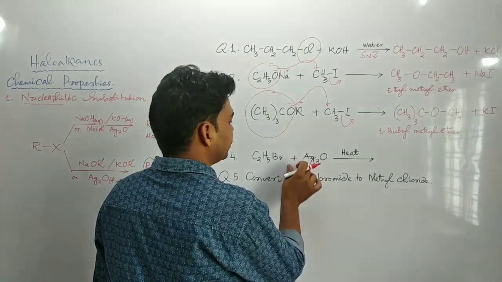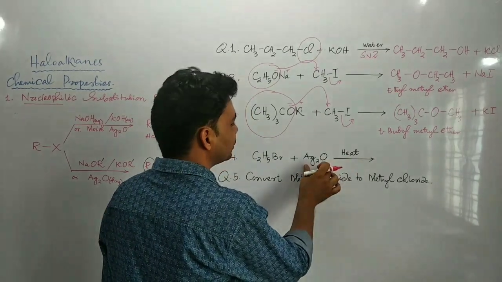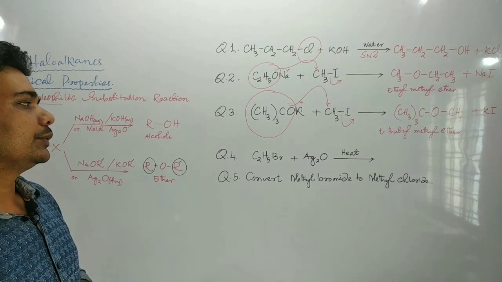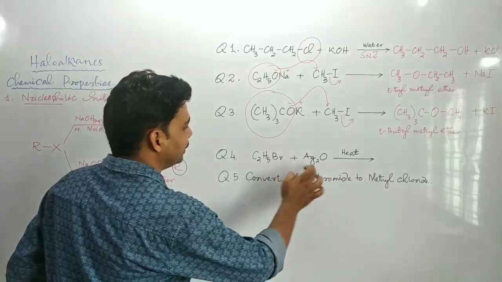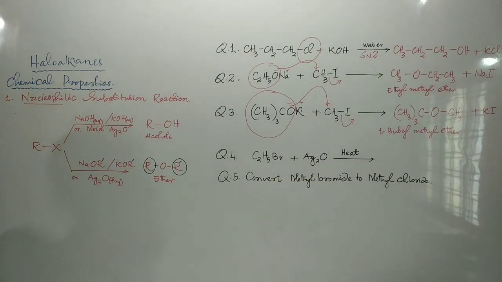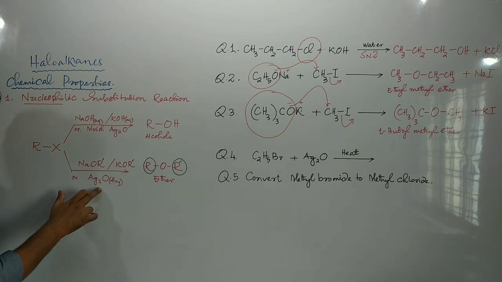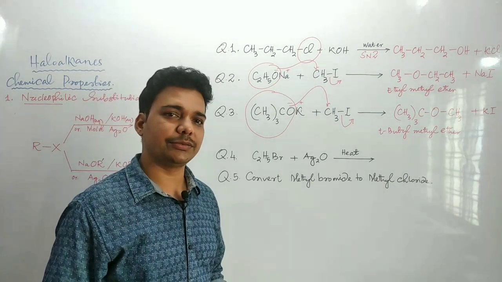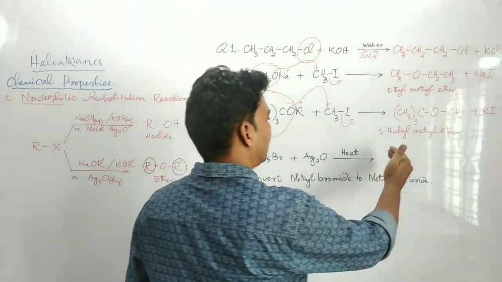Come to question number 4, where ethyl bromide is to be heated with silver oxide. Okay. So what happens when any alkyl halide is heated with silver oxide? Here the reagent has been mentioned. When an alkyl halide is treated with silver oxide, then you will get an ether. This is the alternative method to prepare ether from alkyl halide. So it is alkyl halide, and we will get ROR.